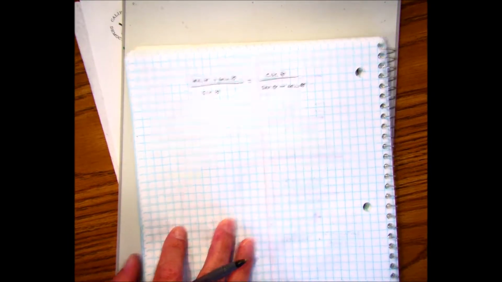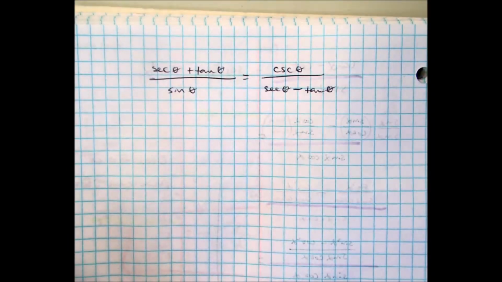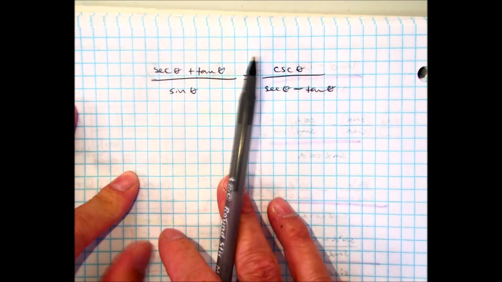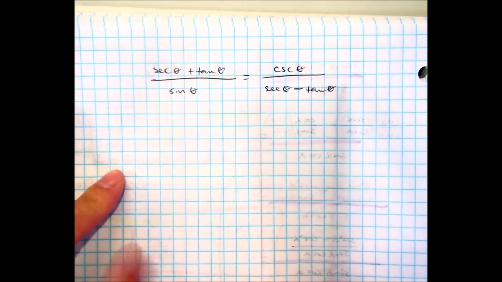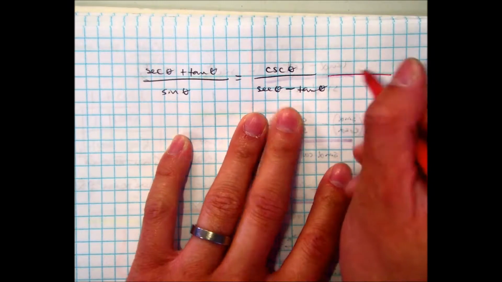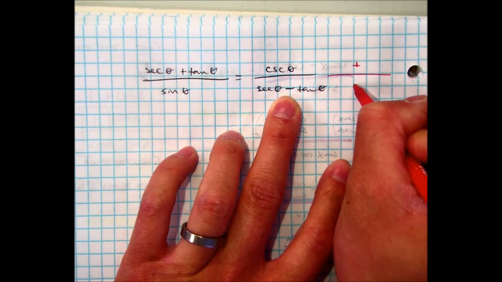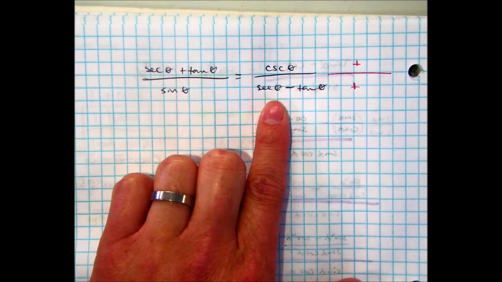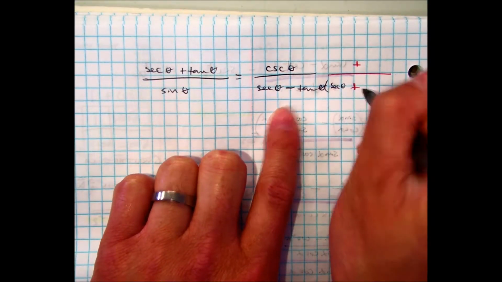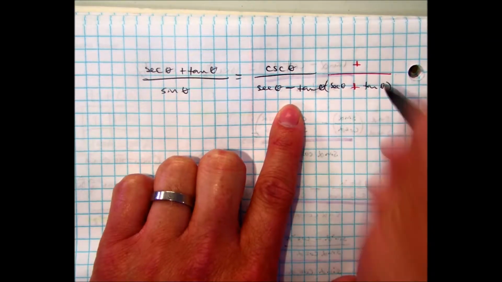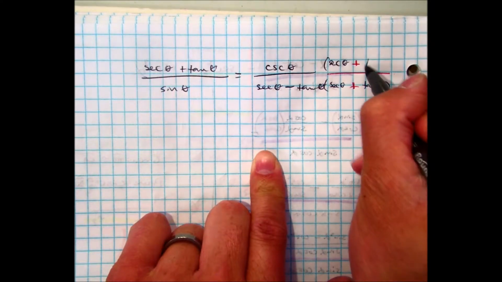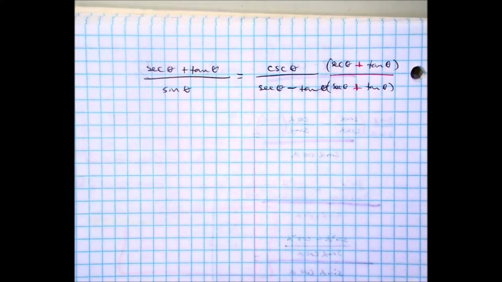Let's go over this one. So I could have started working on the left side or the right side by using the conjugate. I'll go ahead and do that for the right side. Essentially, I'm just going to repeat all of this, but I'm going to have the plus sign: secant theta plus tangent theta, secant theta plus tangent theta.